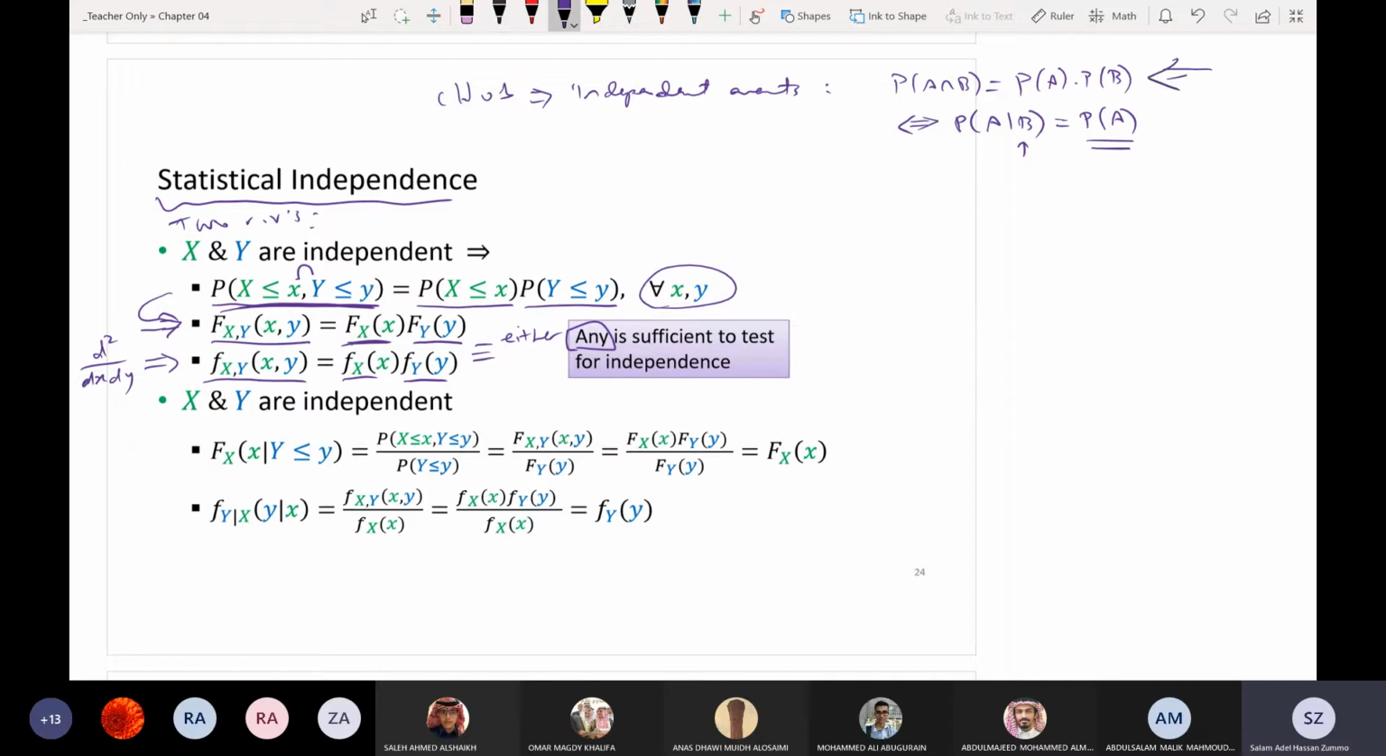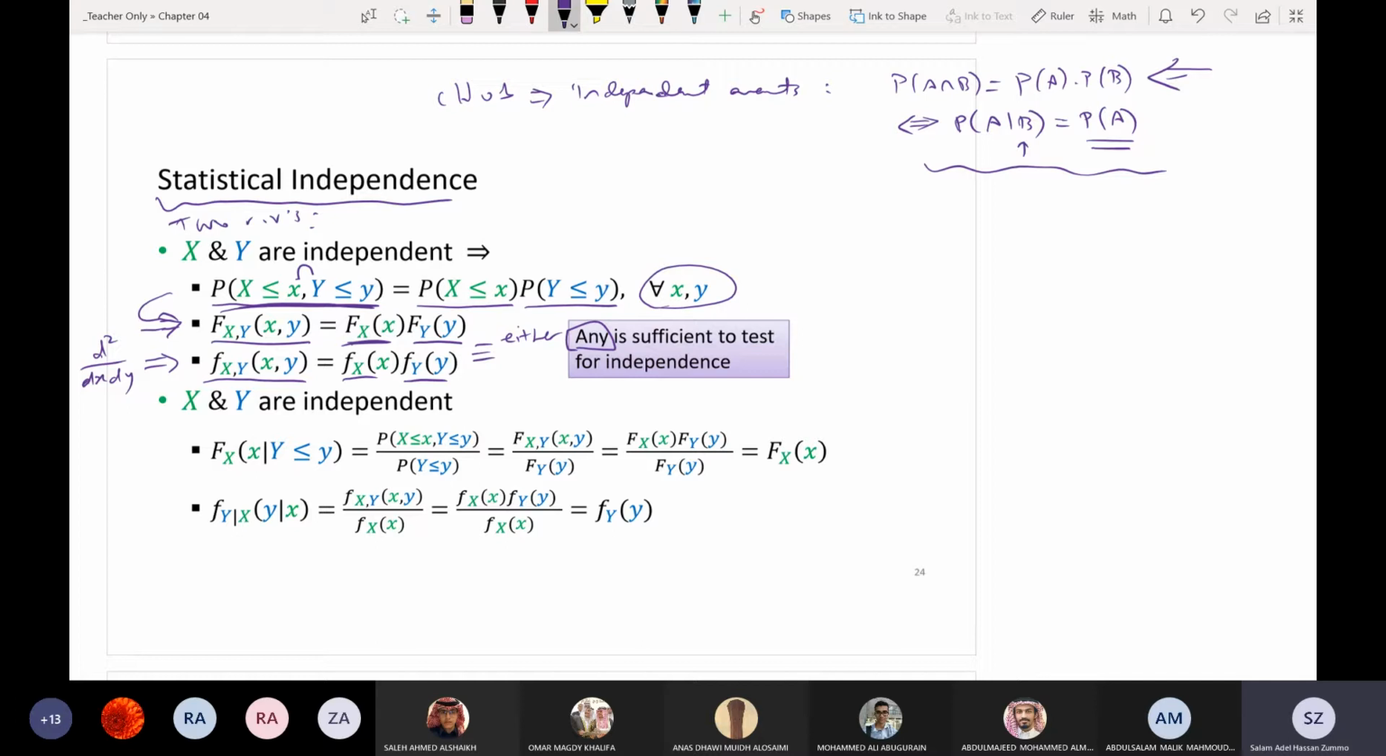The joint probability of A intersect B equals the probability of A multiplied by the probability of B. Now, this means, as we said for events, that the occurrence of B does not affect the probability of A. This is what independence means.